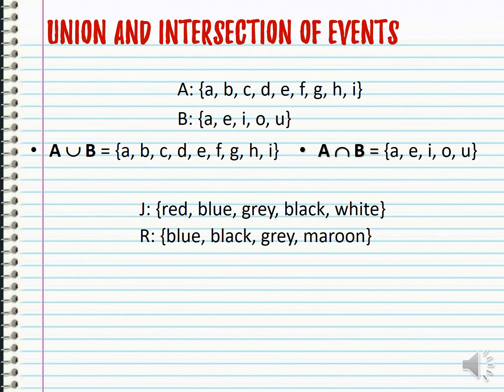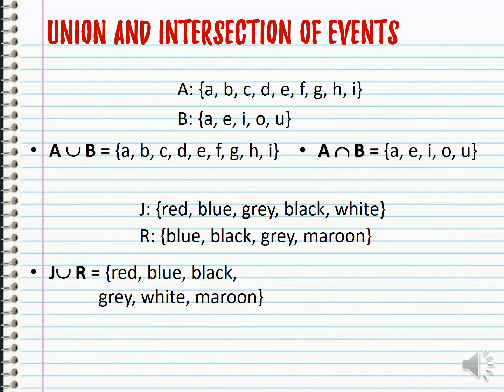Next example is this. Let's say that person J likes the following colors: red, blue, gray, black, and white. Then person R likes blue, black, gray, and maroon. What is the union of person J and person R's favorite colors? We have red, blue, black, gray, white, and maroon. And the intersection of their favorite colors, meaning both person J and person R like, is blue, black, and gray.